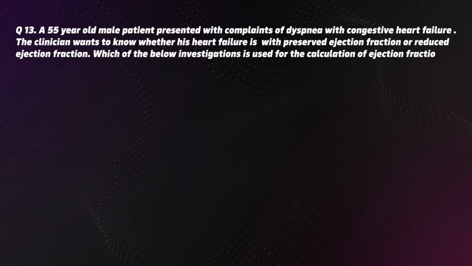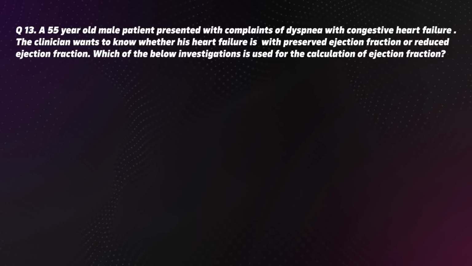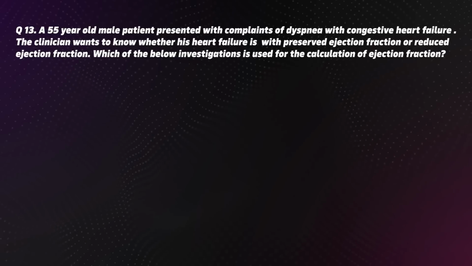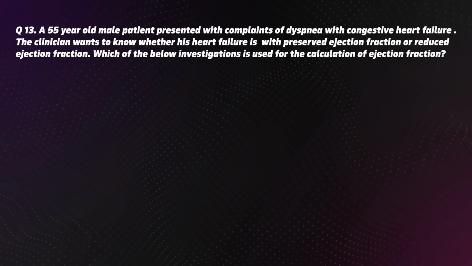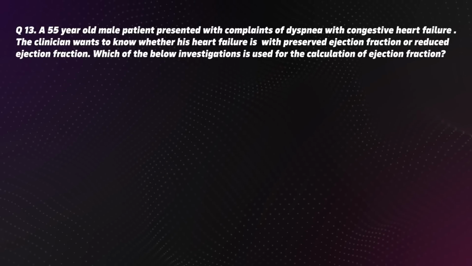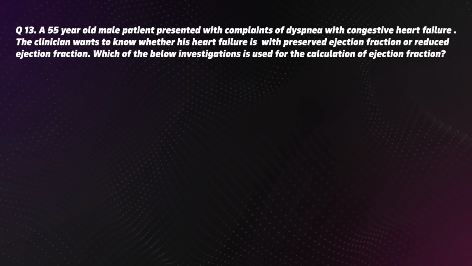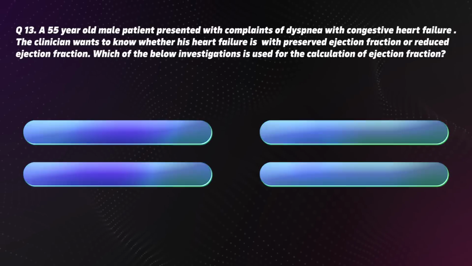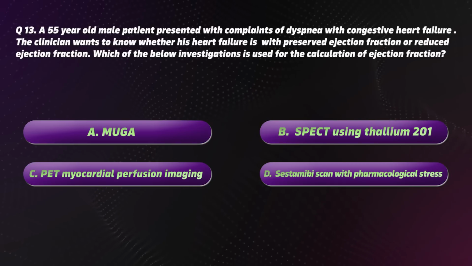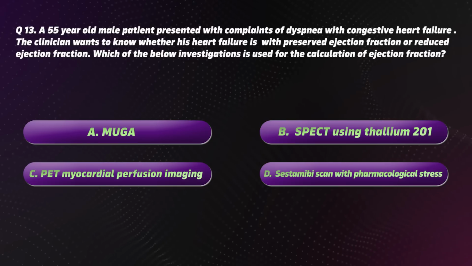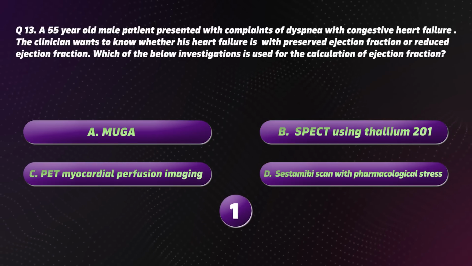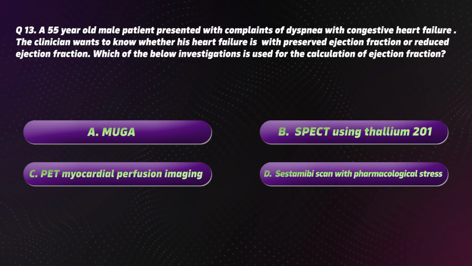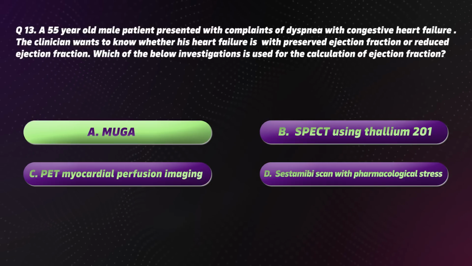Question 13. A 55-year-old male patient presented with complaints of dyspnea with congestive heart failure. The clinician wants to know whether his heart failure is with preserved ejection fraction or reduced ejection fraction. Which of the below investigations is used for the calculation of ejection fraction? Here are the options. A. MUGA. B. SPECT using thallium-201. C. PET myocardial perfusion imaging. D. Cardiac scan with pharmacological stress. And the correct answer is option A, MUGA.